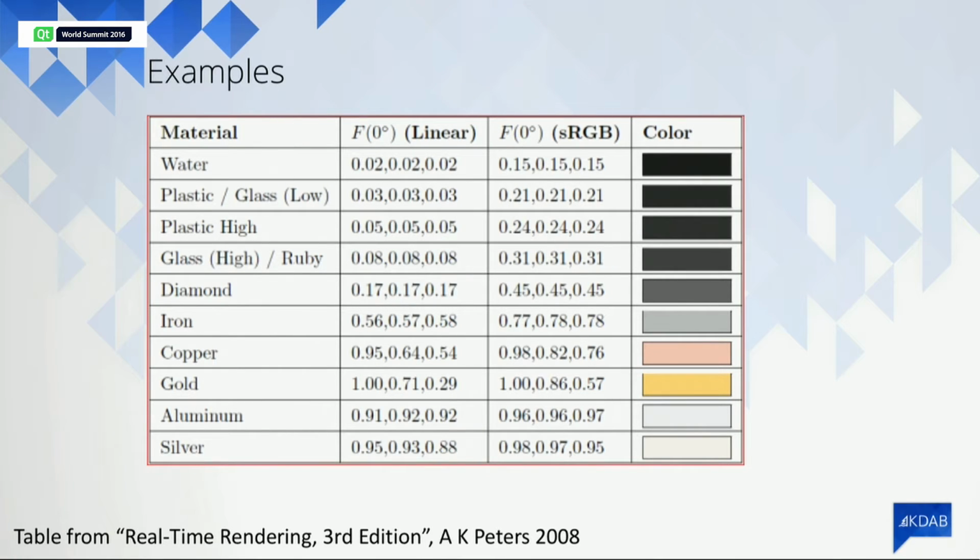And there's some sample values from the Real-Time Rendering book. So gold, you can see there, is actually very, very strongly colored. It has hardly any value in the green channel. Whereas dielectrics tend to be monochromatic.